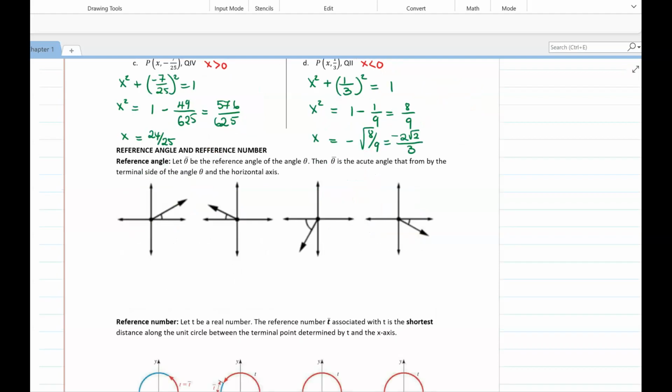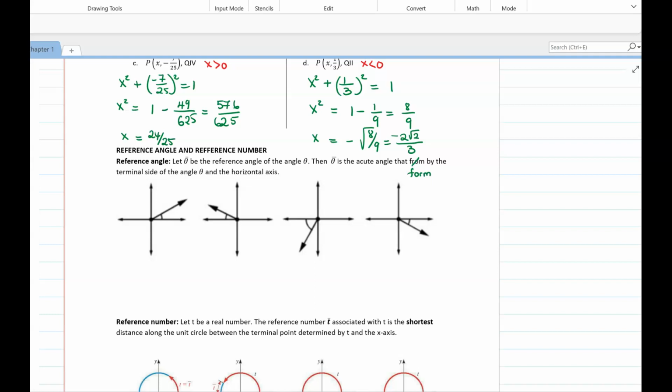The next topic we want to talk about is the reference angle and the reference numbers. The reference angle: let theta bar be the reference angle of the angle theta. Then theta bar is the acute angle that is formed by the terminal side of the angle theta and the horizontal axis.